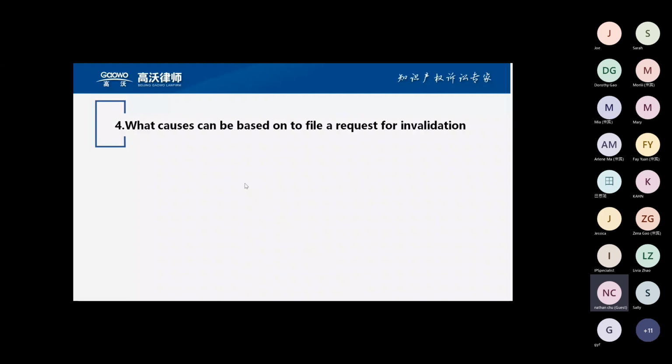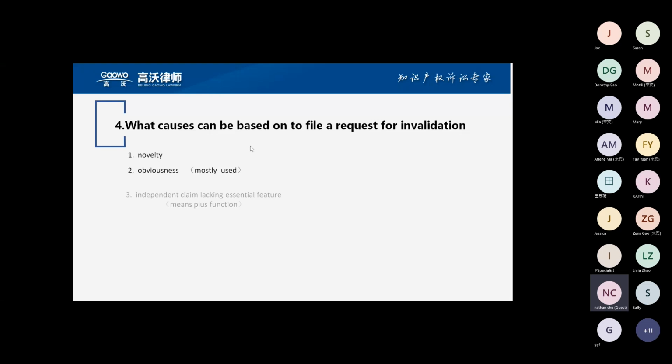Okay, next, I'll introduce what causes can be used as the basis to file a request for invalidation. As I just said, the Chinese patent invalidation procedure is the only way to invalidate a patent. So I think the Chinese invalidation procedure is very comprehensive. There are multiple causes to invalidate a Chinese patent. You can file a patent invalidation request based on the novelty problem. This is most commonly used.